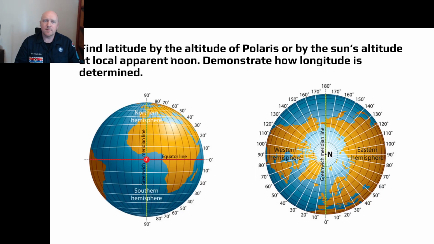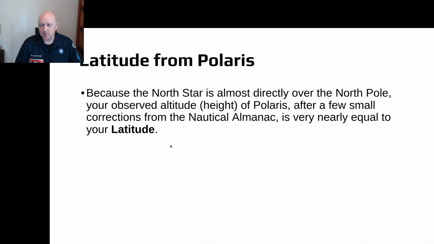Yep, so this observation: find the latitude either by the altitude of Polaris or by the sun's altitude at local apparent noon. Demonstrate how longitude is determined. Well, that's the whole thing. But we'll talk first about latitude from Polaris.